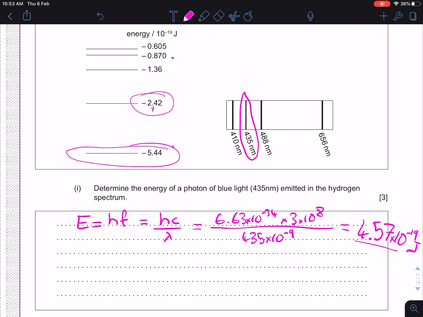So we just need to do 5.44 minus 4.57 because that's what we've got here, and that gives us 0.87, which is this one. So the arrow must be down there, and it said labeled B, so you've got to label it B.